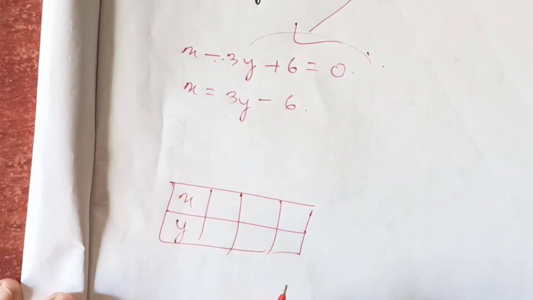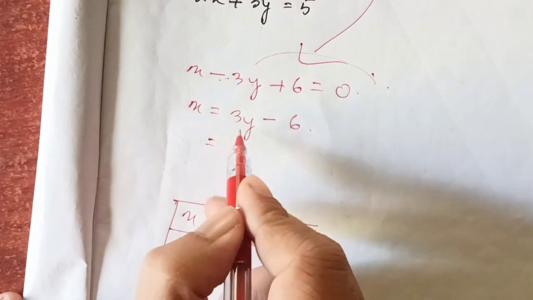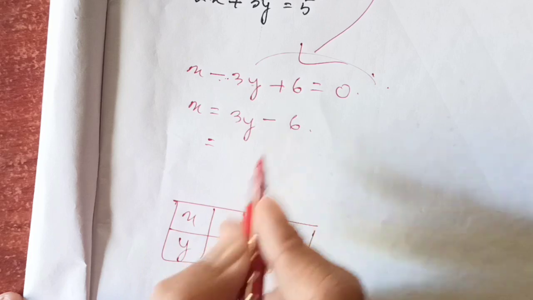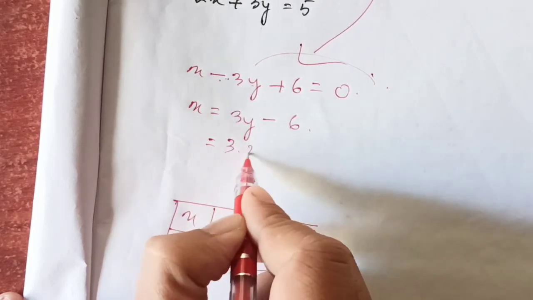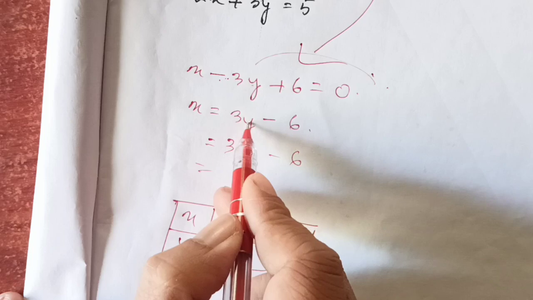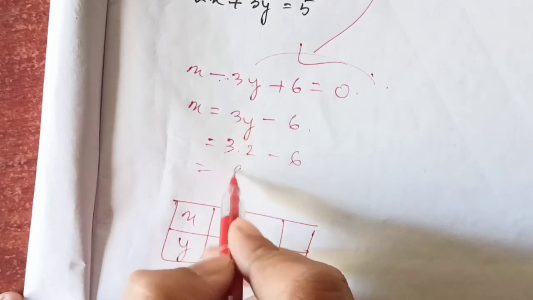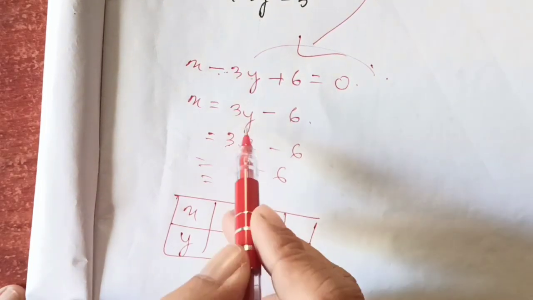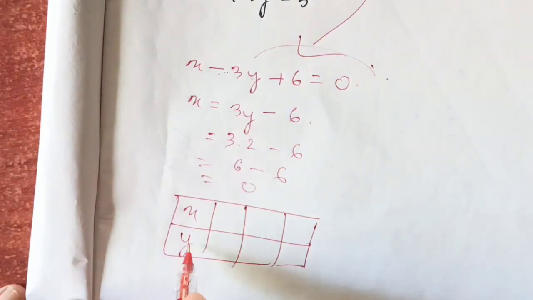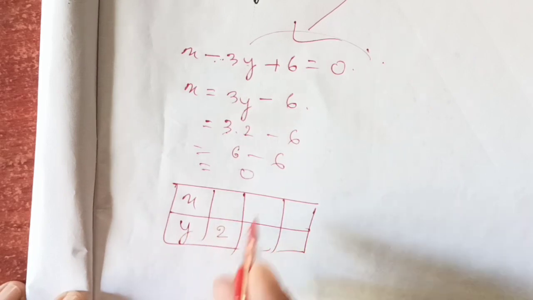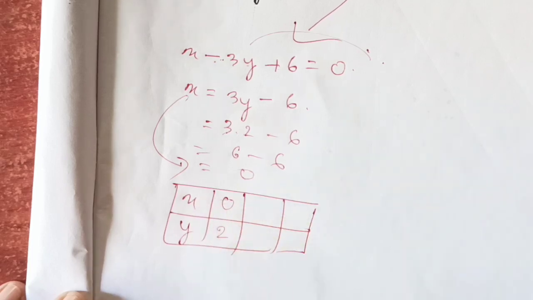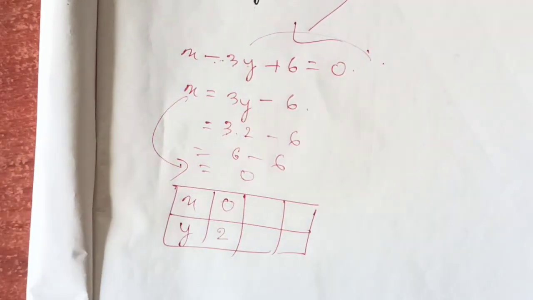This is x, y. Here let us take only one value. For y we can put any value. Let us just put 2. Then instead of y we put 2. So 3 twos are 6, and 6 minus 6 is 0. So instead of y we write 2. Then at last, what did we get? 0. So x is 0. In this way we can find the tabulation.